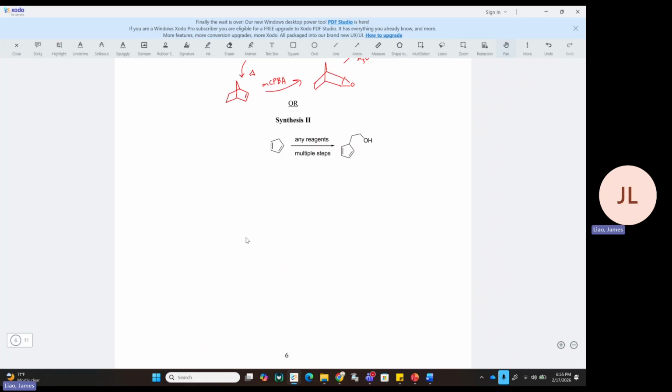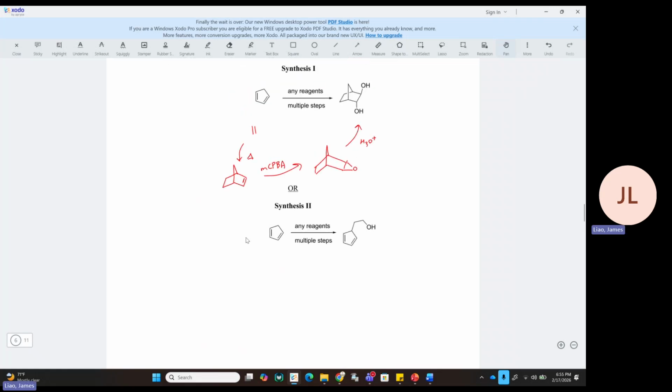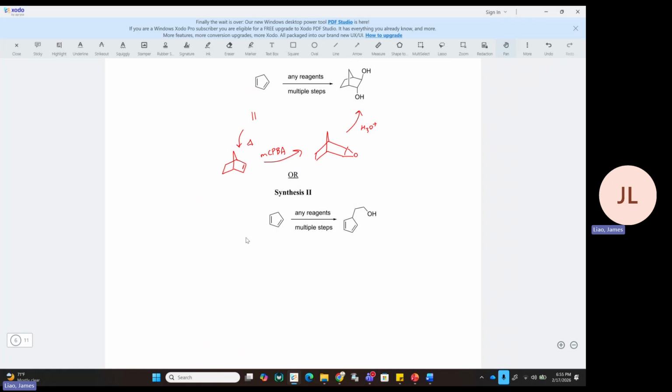Okay. Let me go ahead and put a little more zoomed in up here. So I'm going to move on to the second one. The second synthesis is a cyclopentadiene, now this time with a 2-carbon group and an alcohol group.